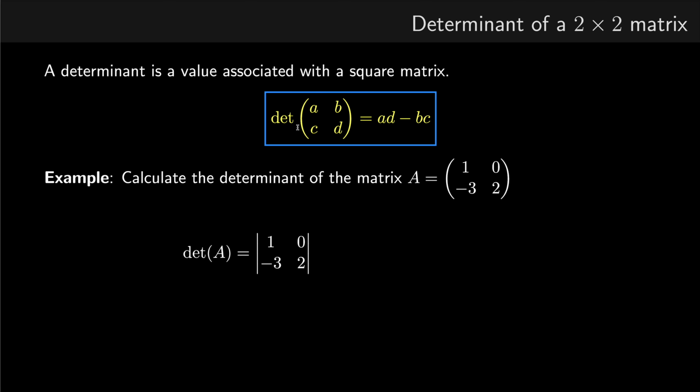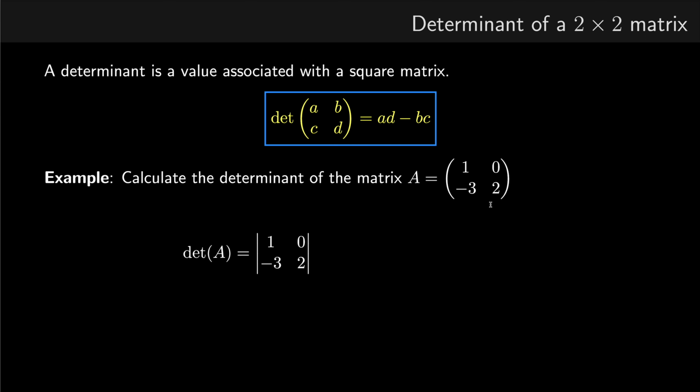So the notation is det, which is simply short for determinant, of this 2 by 2 matrix A, B, C, D. This is equal to A multiplied by D minus B multiplied by C. So it's the elements on the main diagonal minus the product of the other two elements.